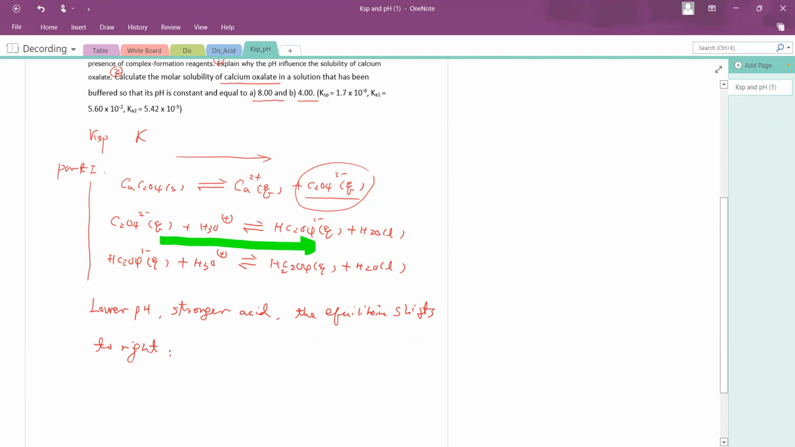The lower the pH, the more oxalate ion reacts to give hydrogen oxalate and oxalic acid, the more calcium oxalate will dissolve in water. Therefore, the solubility of calcium oxalate depends on the pH. Beautiful, very nice. We only need to write three chemical equilibrium equations, and based on the equilibrium shift, it nicely tells us that changing the pH changes the solubility of the ionic compound. Lower the pH and the solubility will increase. So that's the first part.